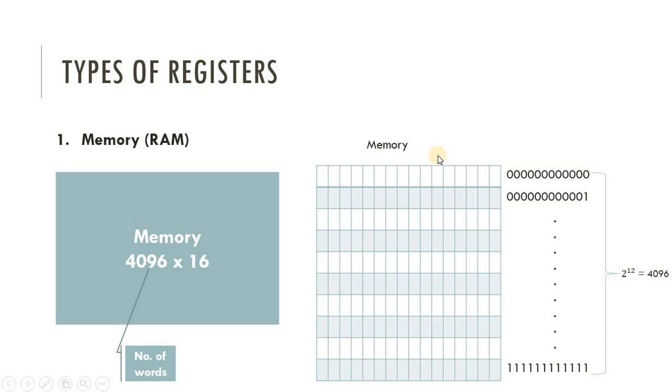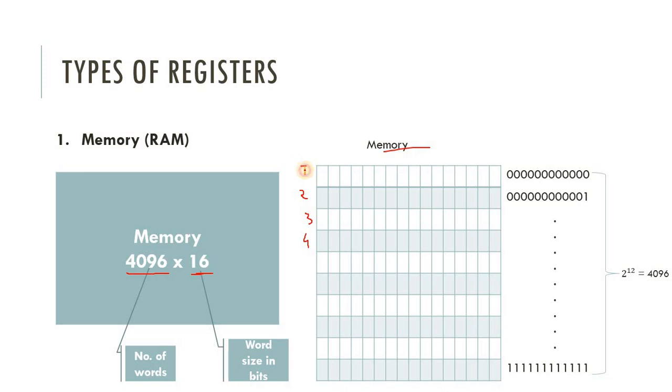Suppose this is a computer's memory. Each block represents one word. This is the first block, this is the second block, this is the third block, this is the fourth block. So if your memory size is 4096 cross 16, it means that there are 4096 blocks available in the RAM. So that is the meaning of number of words. Here 4096 cross 16. So what is the meaning of 16? 16 means the word size in bits.